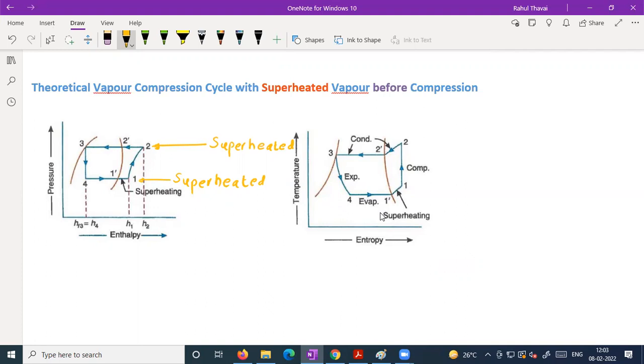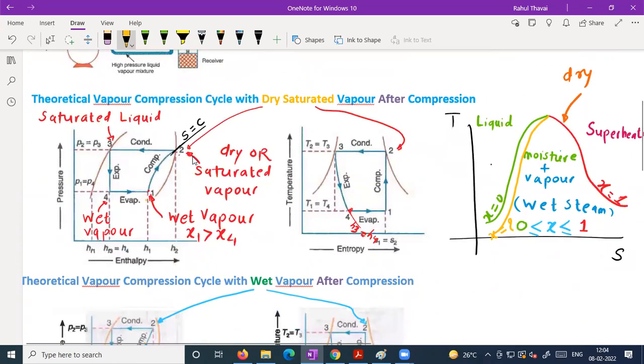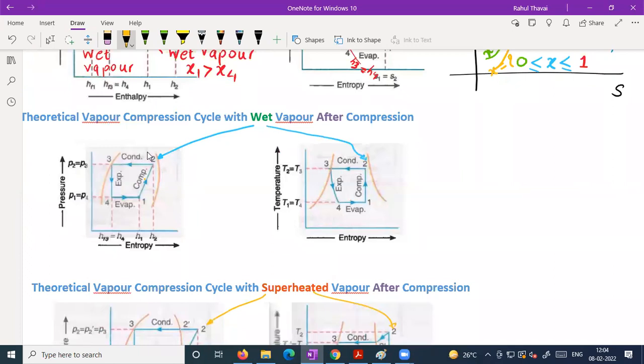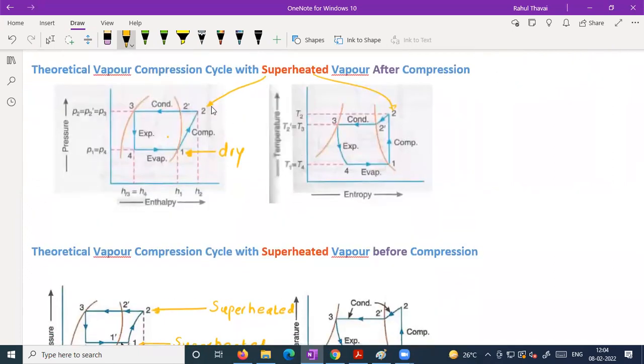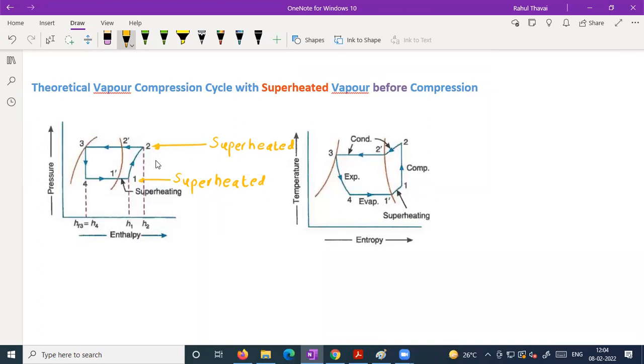So I have told you all the possibilities which might be there, based on the inlet condition and exit conditions of the compressor. In the first case, we have dry saturated vapor after the compression. In the second case, we have wet vapor after the compression. In the third case, we have superheated vapor after the compression. And in the fourth case, we have superheated vapor before the compression.